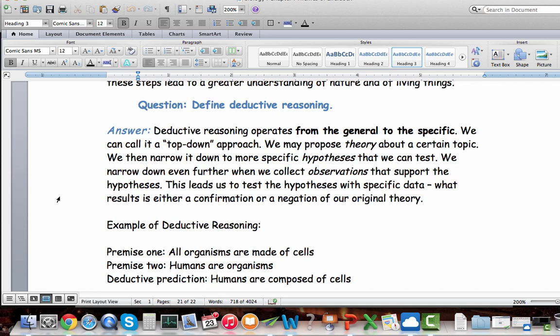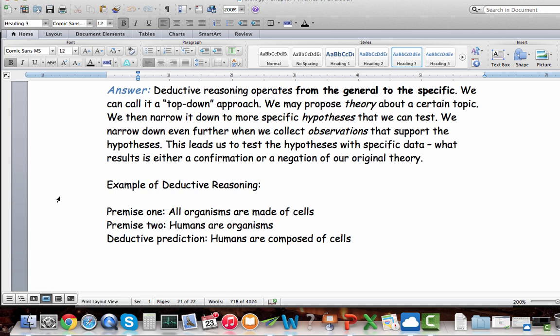Question: define deductive reasoning. Answer: deductive reasoning operates from the general to the specific. We can call it a top-down approach. We may propose a theory about a certain topic. We then narrow it down to more specific hypotheses that we can test. We narrow down even further when we collect observations that support the hypotheses. This leads us to test the hypotheses with specific data. What results is either a confirmation or a negation of our original theory.